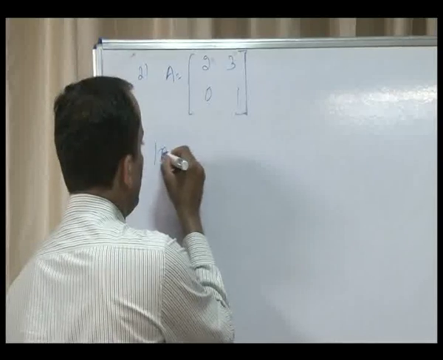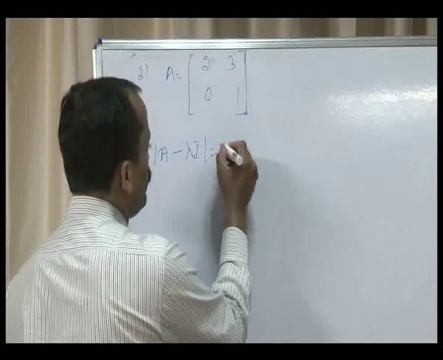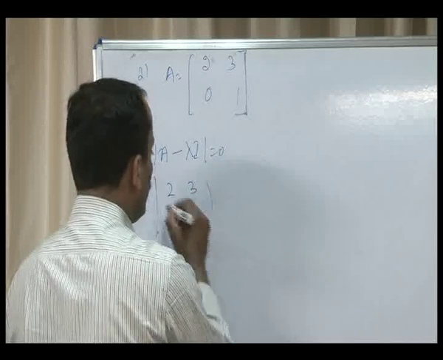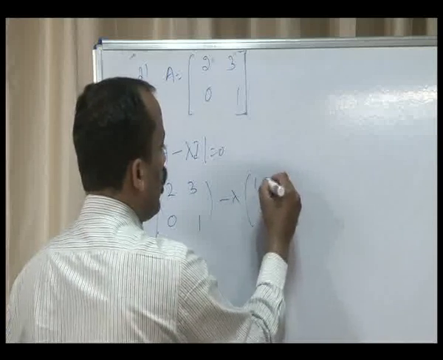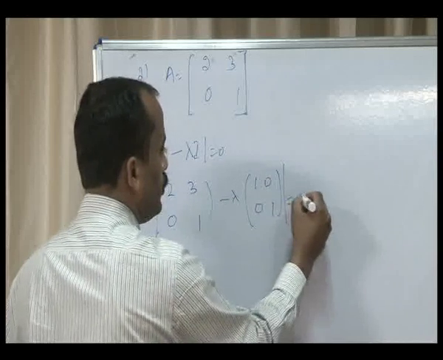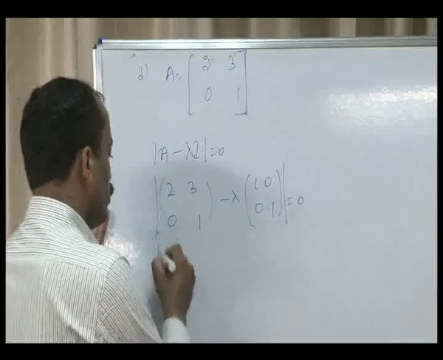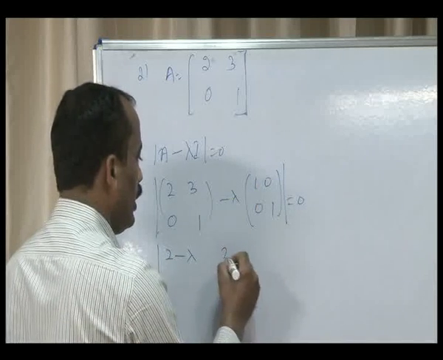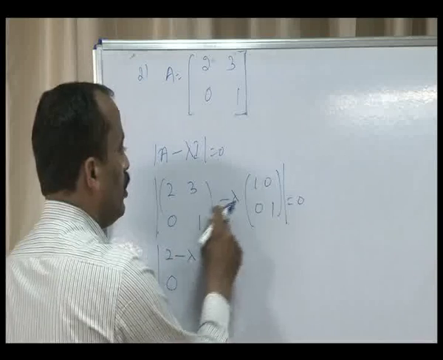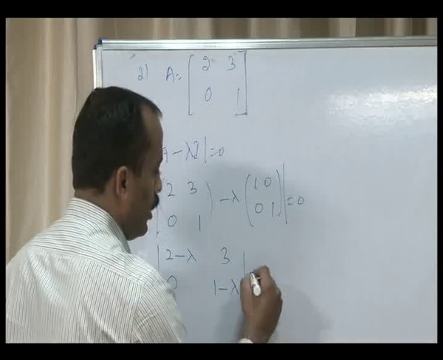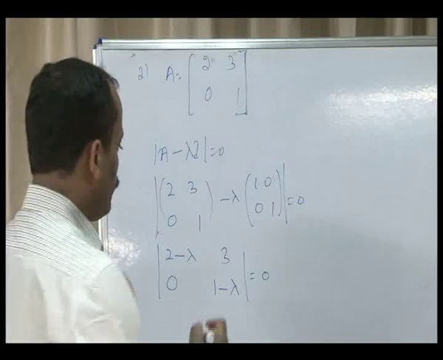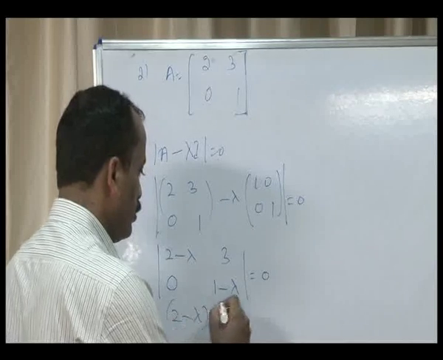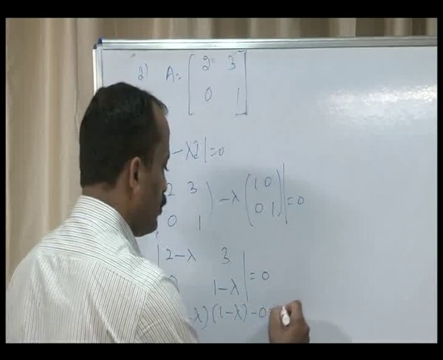First of all, what is the characteristic equation? Determinant of A minus lambda I is equal to 0. So A, 2 3 0 1, minus lambda into 1 0 0 1 is equal to 0. So, determinant of 2 minus lambda, 3 minus lambda into 0 is 3, 0 minus lambda into 0 is 0, 1 minus lambda into 1 is 1 minus lambda, that is equal to 0. Next, 2 minus lambda into 1 minus lambda minus 0 is equal to 0.